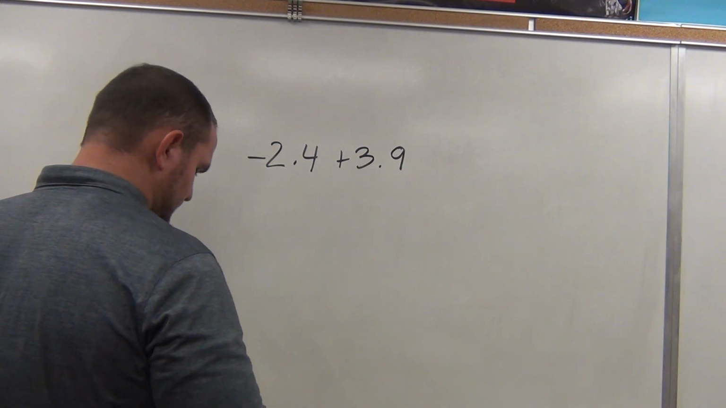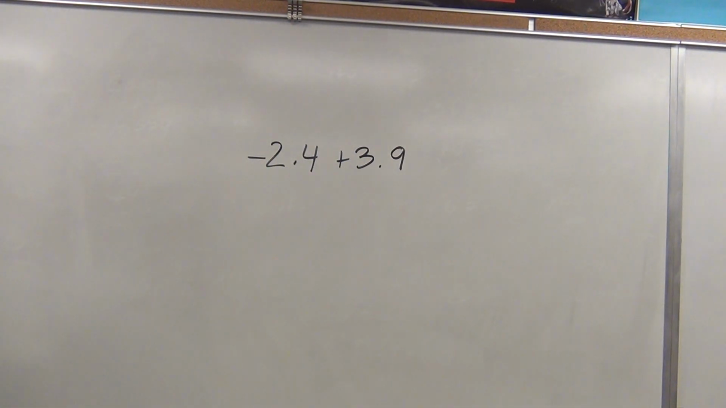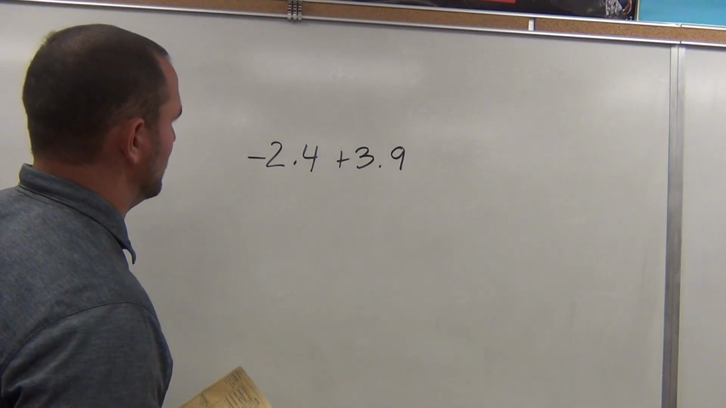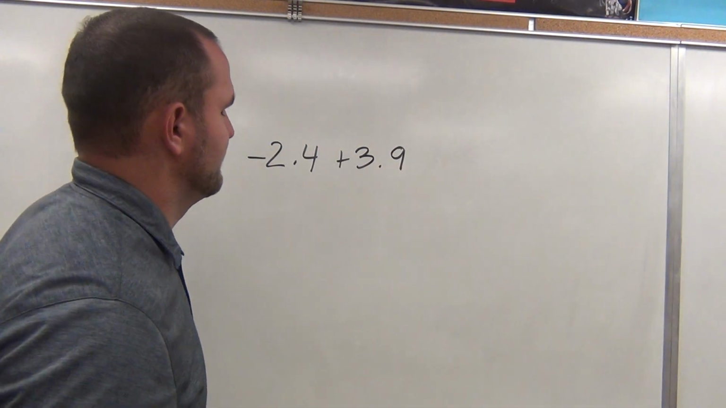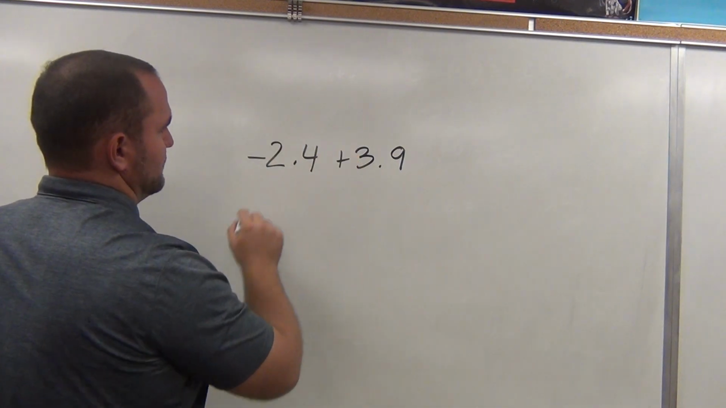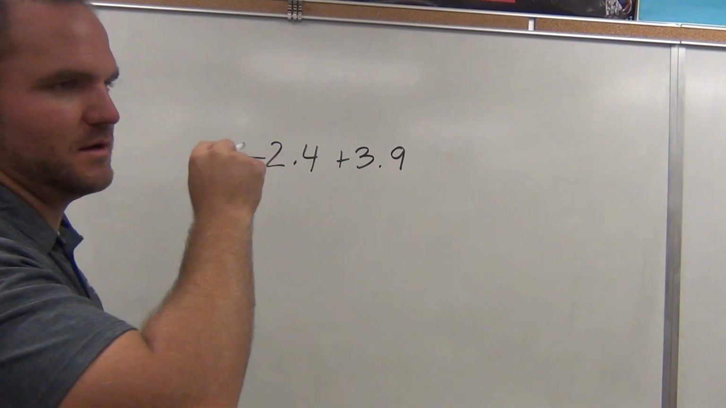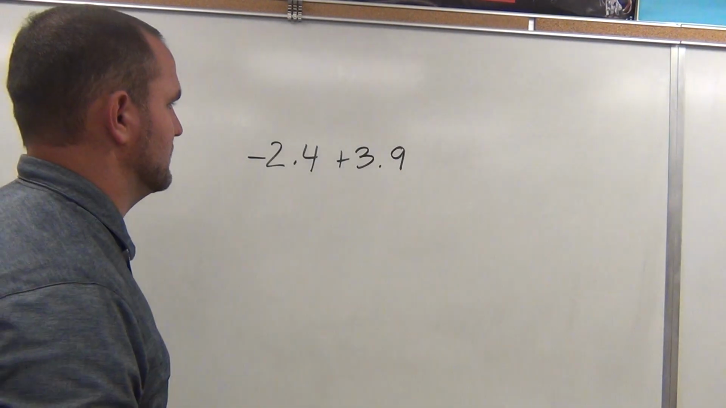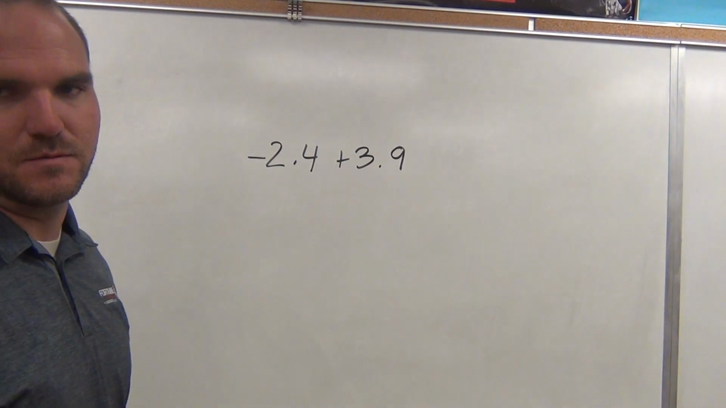Okay, so first one on our list is negative 2.4 plus 3.9. All right, so we're still working with your negative number. That belongs to the 2.4. Positive number is the 3.9. If you wanted to, you could make a number line and be able to work these out as well. It's a little bit more complicated because of the decimals.